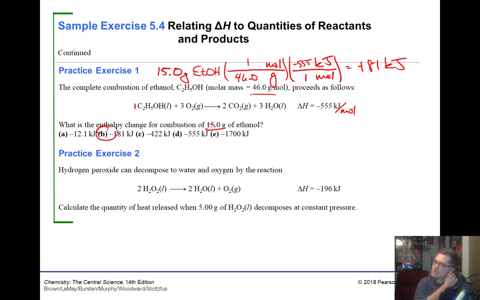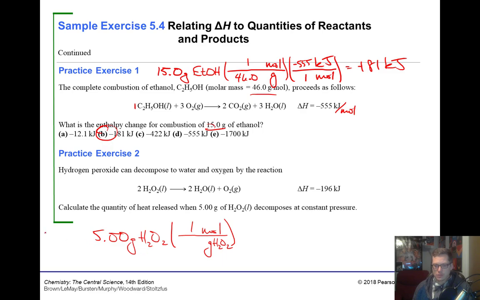All right, let's do one more. Hydrogen peroxide can decompose to water and oxygen by the following reaction. Calculate the quantity of heat released when 5.00 grams of hydrogen peroxide decomposes at constant pressure. So we've got 5.00 grams of H2O2, and we are converting this into the quantity of heat released, or just the enthalpy change. Same idea. So put grams of H2O2 in the bottom, moles in the top, so we got 1.